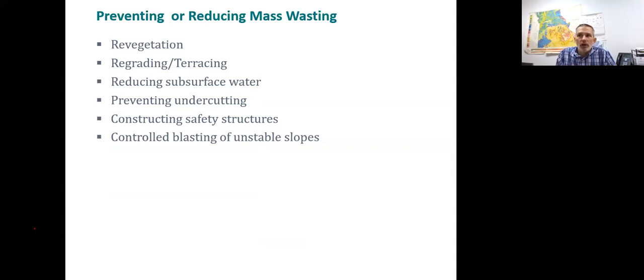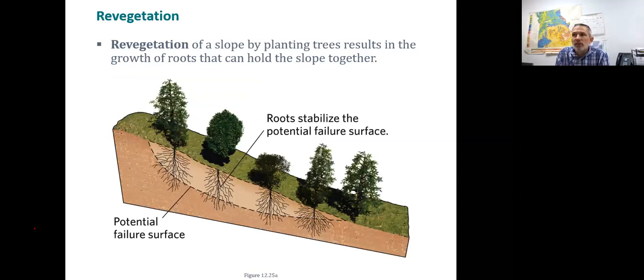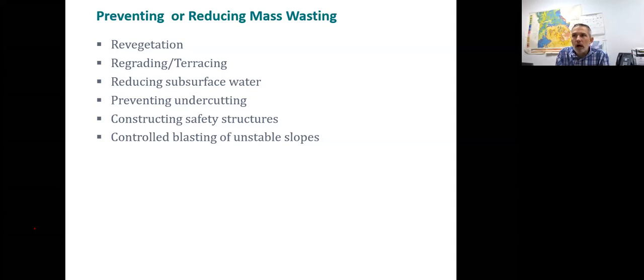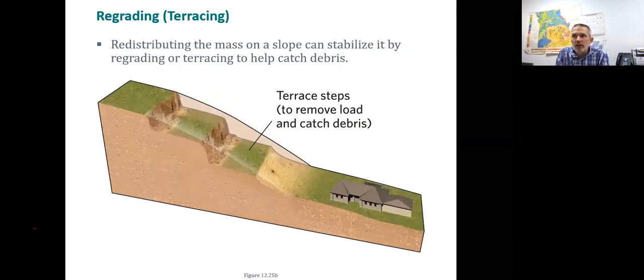So again, some of the other things that you could end up doing is revegetating an area and putting in vegetation. This could stabilize future mass wasting events. The other thing that you could do is terrace, redistributing the mass. And so by removing this material up here and putting it down here, one of the things that you end up doing there is decreasing the driving forces and increasing the resisting forces.